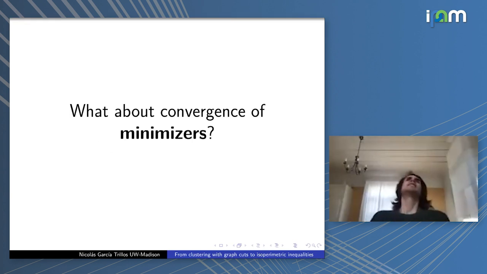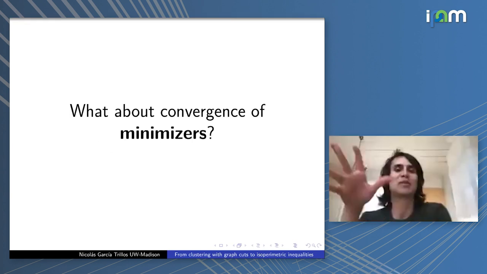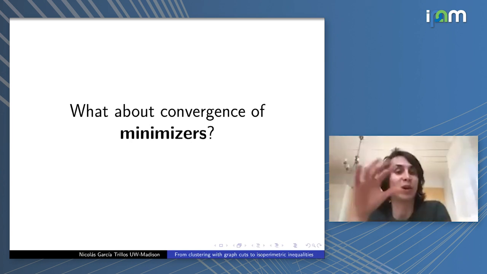All right, so this somehow puts an end to the first part of the discussion. That was what happens with the constants, with the minimum. But now I really want to talk about the convergence of the minimizers.